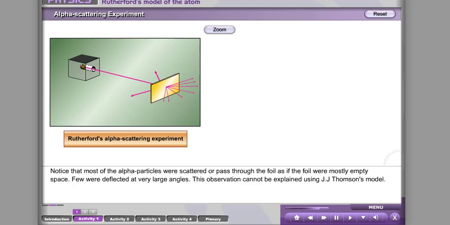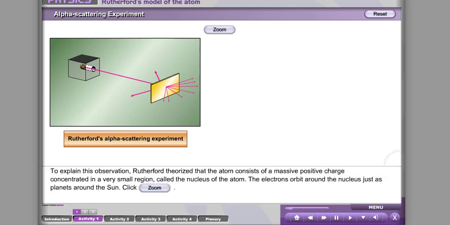This observation cannot be explained using J. Thomson's model. To explain this observation, Rutherford theorized that the atom consists of a massive positive charge concentrated in a very small region called the nucleus of the atom. The electrons orbit around the nucleus just as planets around the Sun. Click the Zoom button.